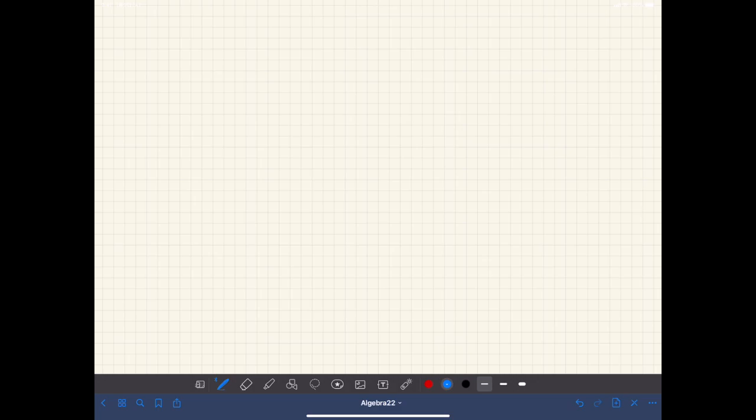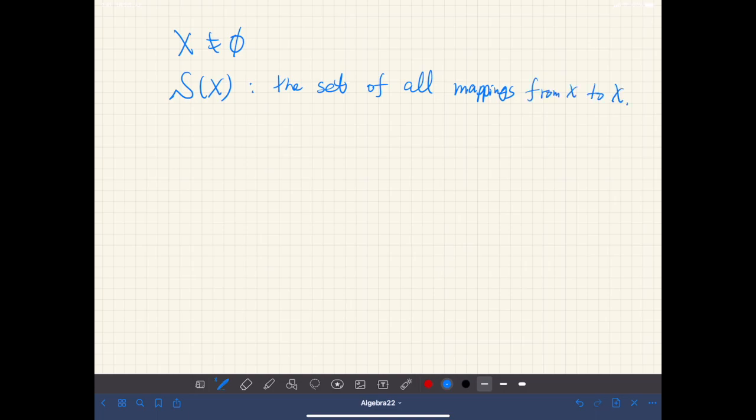Now let's see a few more examples. Let's say X is a non-empty set, and S of X is the set of all mappings from X to X. Then this can be shown to be a semigroup with function composition.